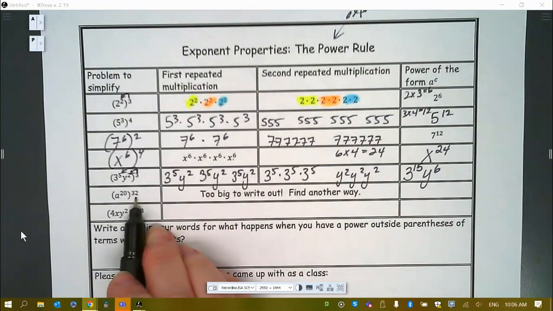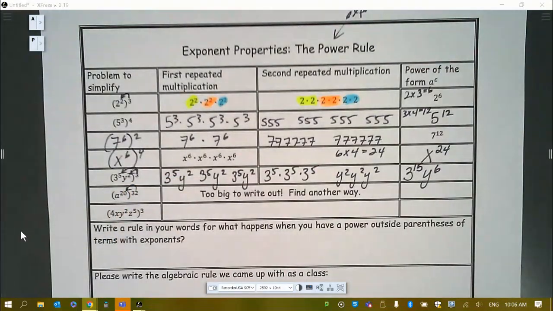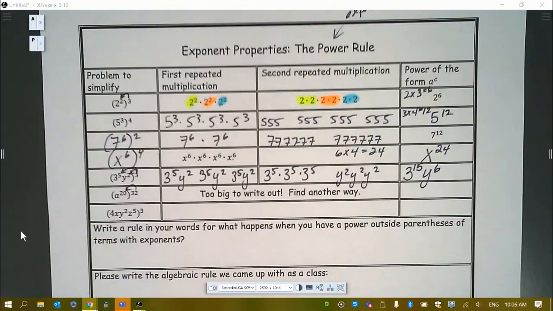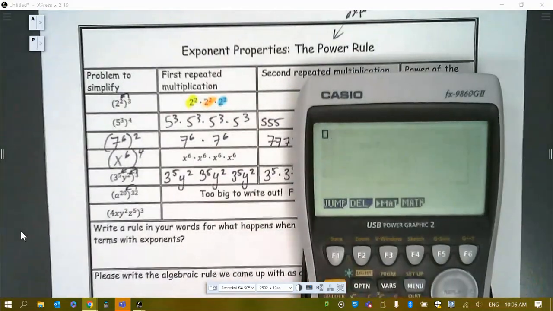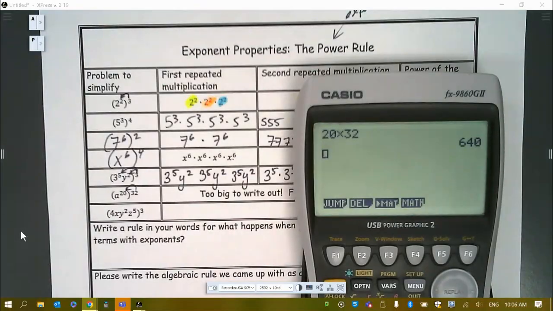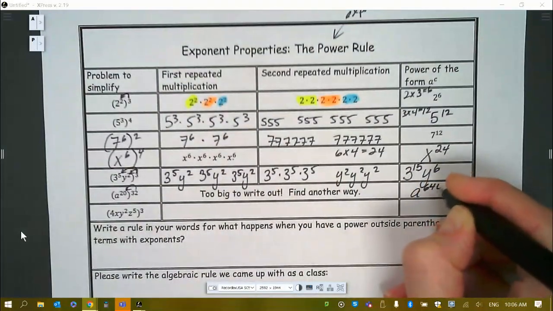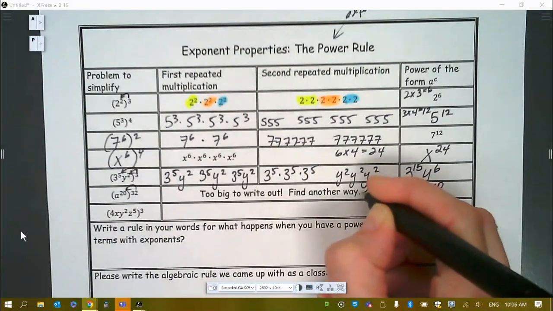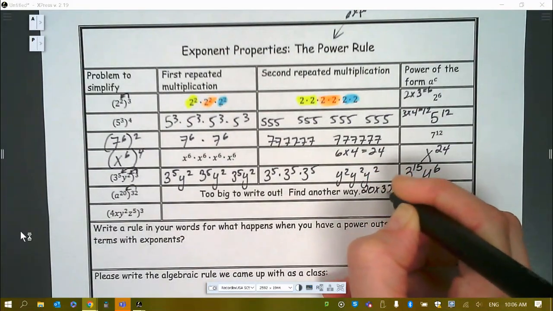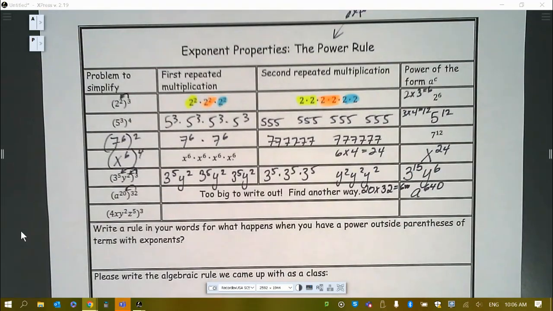This one's way too big to write out. But we are learning that this rule applies this way. And so 20 times 32 should give you 640. It would be way too big to write it out, but I can figure it out really easily, right? That 20 times 32 is going to give me that 640. And so a to the 640 is my result there.